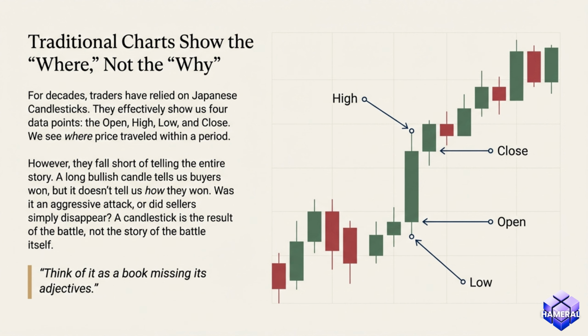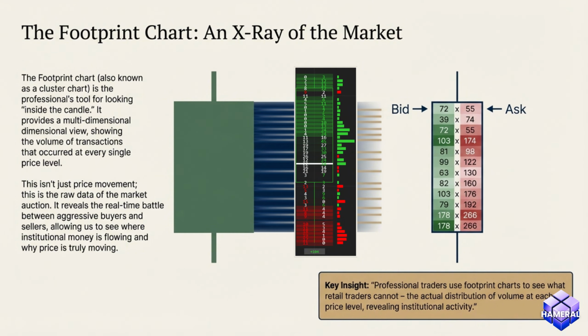This is the footprint chart, effectively an X-ray of the market. It provides a multi-dimensional view by showing the volume of transactions that occurred at every single price level. This isn't just movement. This is the raw data of the auction. It reveals where aggressive buyers and sellers are clashing, allowing you to spot exactly where institutional money is flowing.